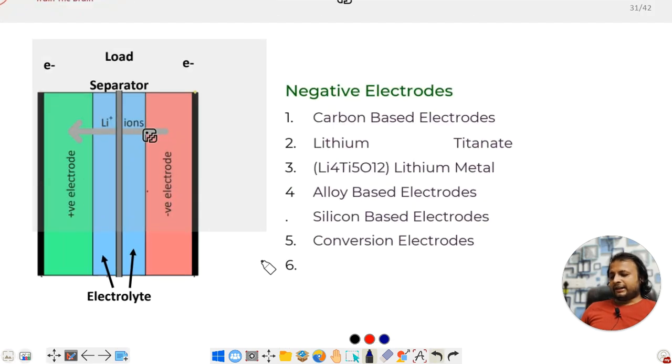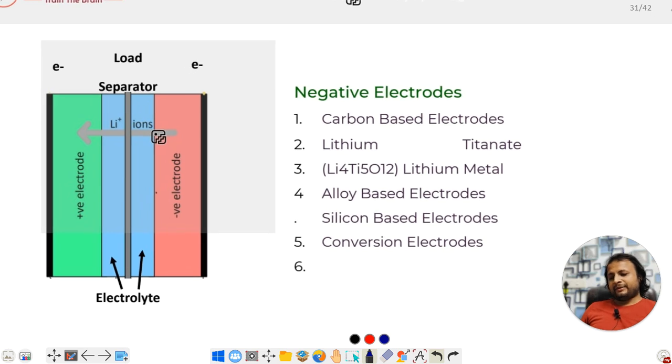And what are the negative electrodes? We are making them with the help of carbon based electrodes, lithium titanate, lithium metal, alloy based electrodes, silicon based electrodes, and conversion electrodes.